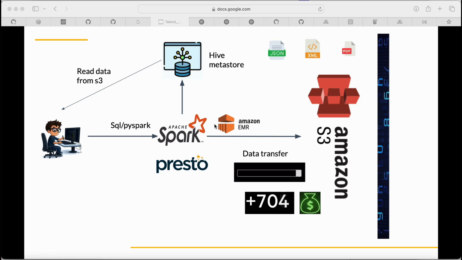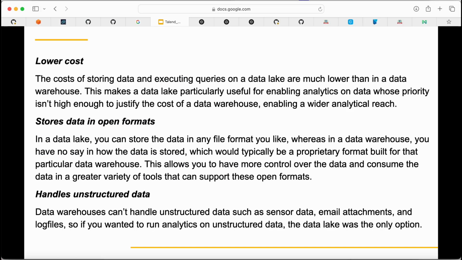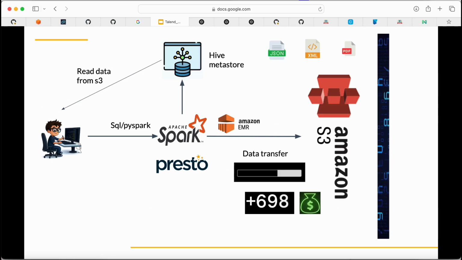So let's try to understand some of the advantages and disadvantages we have with the data lake. Lower cost. The cost of storing data and executing queries on a data lake is much lower than in a data warehouse. This makes a data lake particularly useful for enabling analytics on data whose priority isn't high enough to justify the cost of a data warehouse, enabling a wide analytical reach. So the user can still query the data which is stored in S3, if you are just ignoring the data transfer cost. You don't really have to buy a data warehouse in order to just analyze the data.